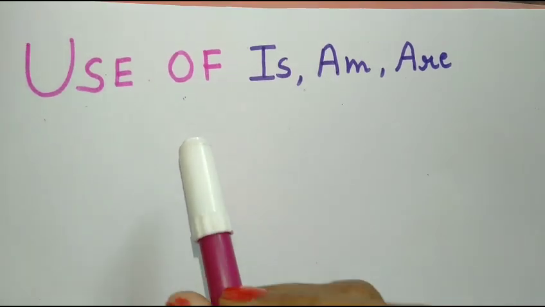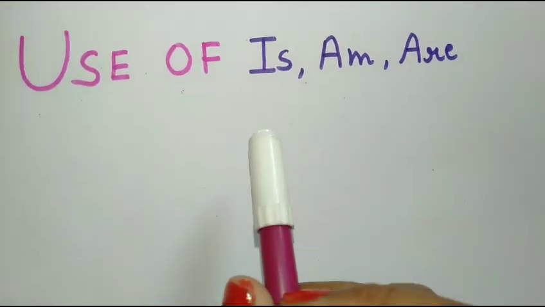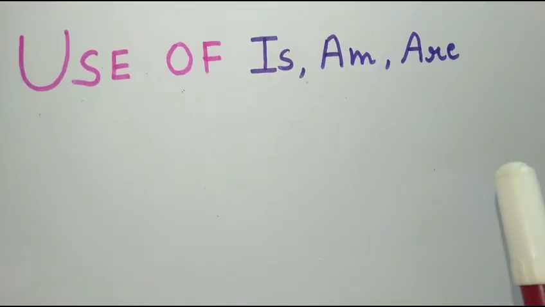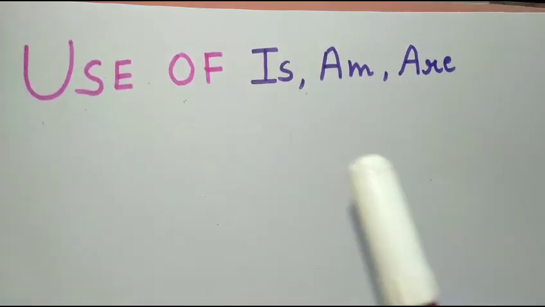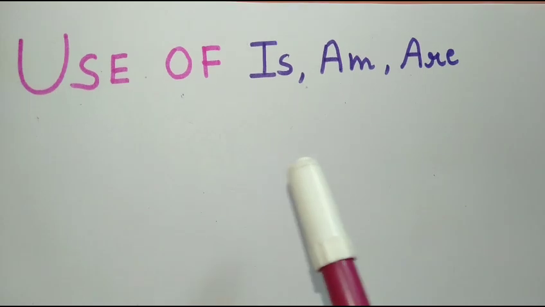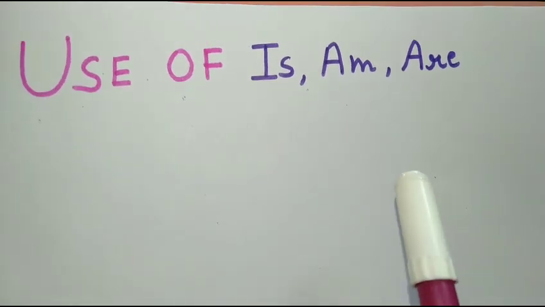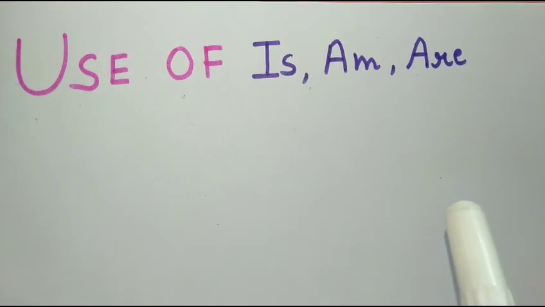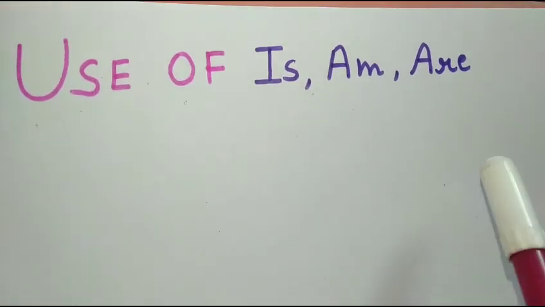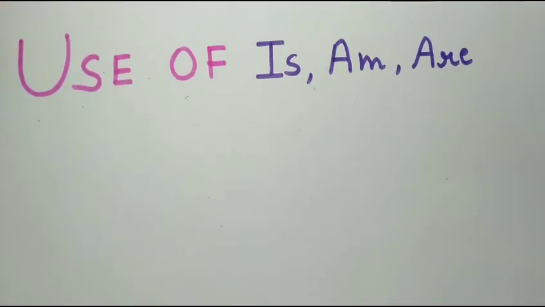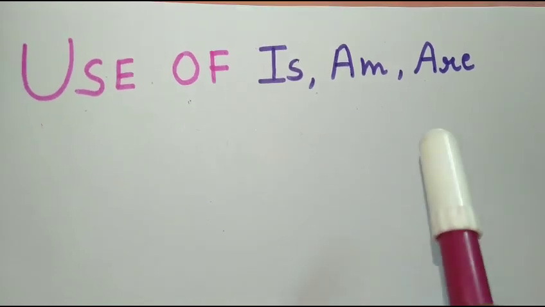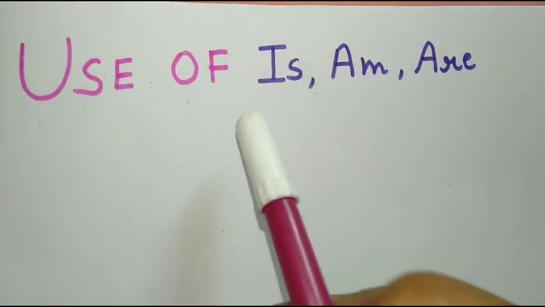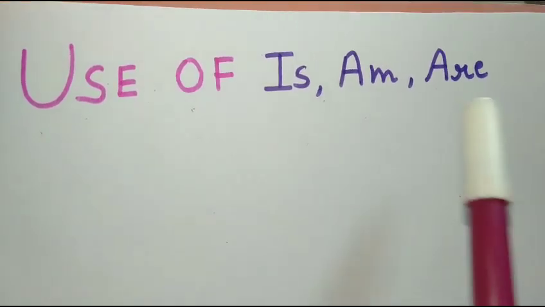Hello everyone, in this video you are going to learn about the use of is, am, are. Sometimes when we are using is, am, are in a given sentence, we are not able to recognize in which subject we have to use is, am, are. So today I am going to tell you one by one about these three verbs that act like linking verbs as well as helping verbs.